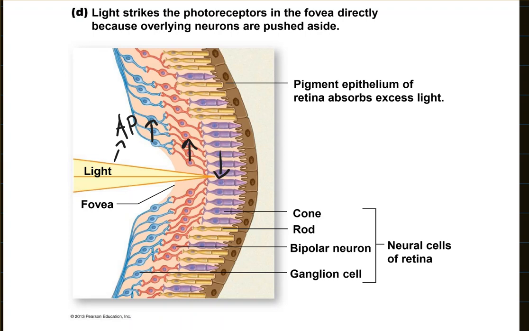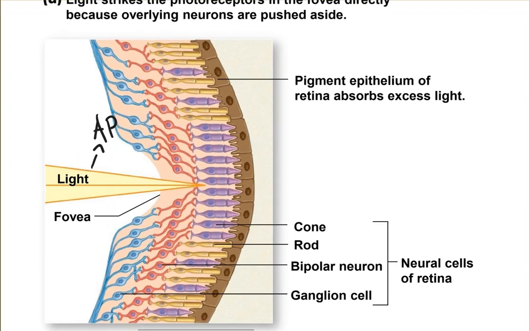The other thing I wanted to point out with this picture is the convergence. So I'm going to erase these just so we can see. All right, if you look at these cones here, the purple ones, for the most part, you see one cone go to one bipolar cell, right? This one goes to this one, this one goes to this one, and so on. But when you look at the rods up here, you see one, two, three rods go to one bipolar cell.